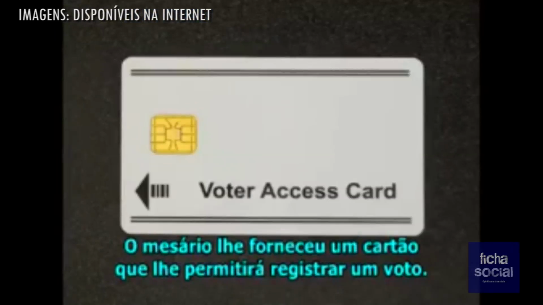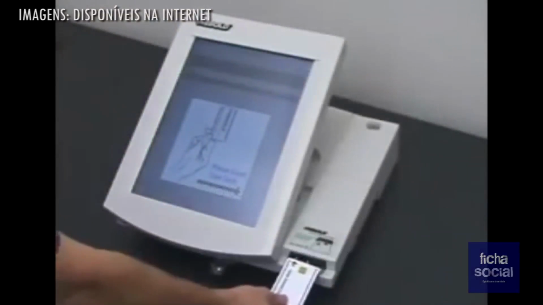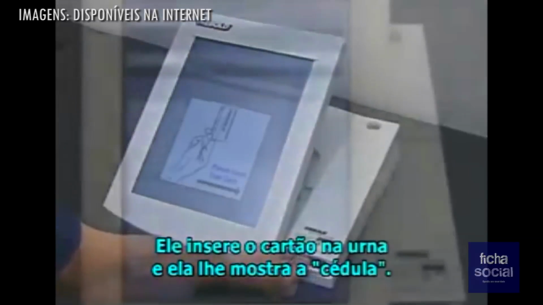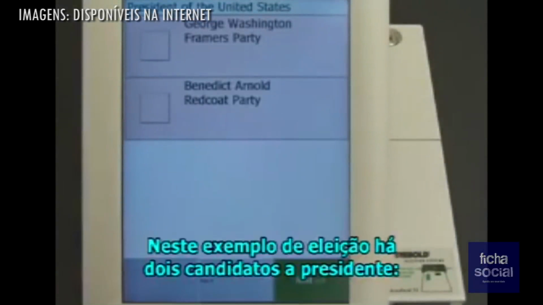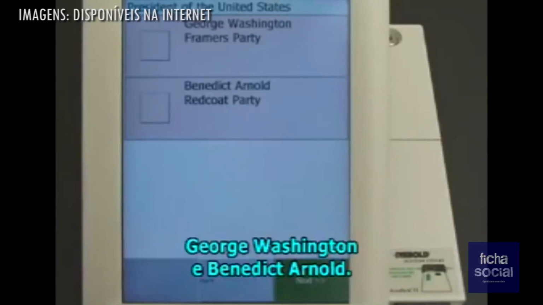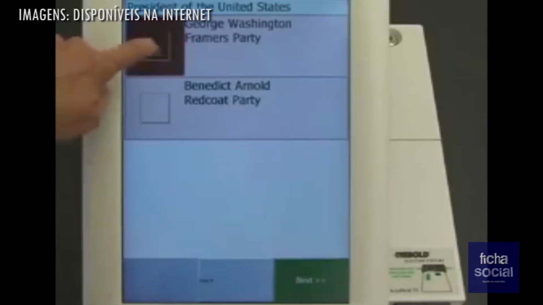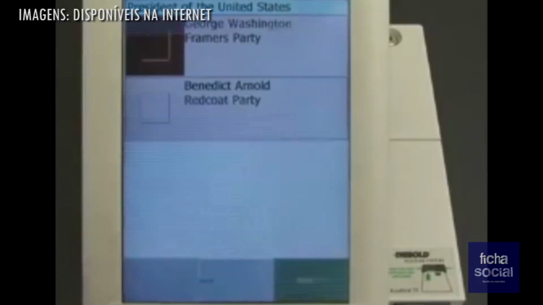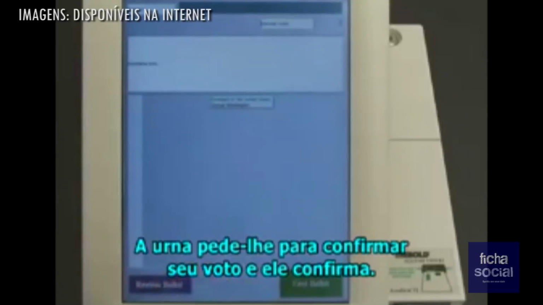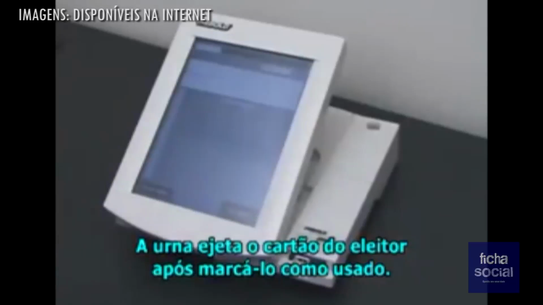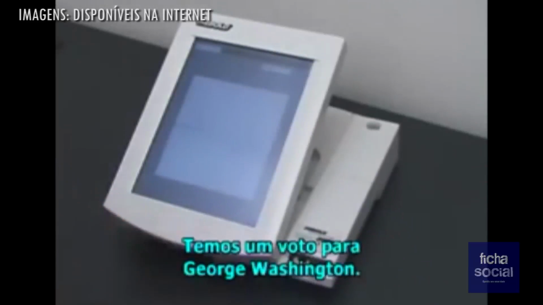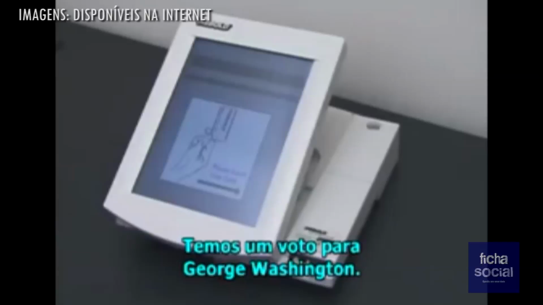The election workers have given him a voter card which will allow him to cast one vote. He inserts the voter card into the machine, and the machine presents him with a ballot. In this example election, there are two candidates for president, George Washington and Benedict Arnold. The voter chooses George Washington. The machine asks him to confirm his vote, and he does so. The machine ejects the voter card after marking it as used. That's one vote for George Washington.